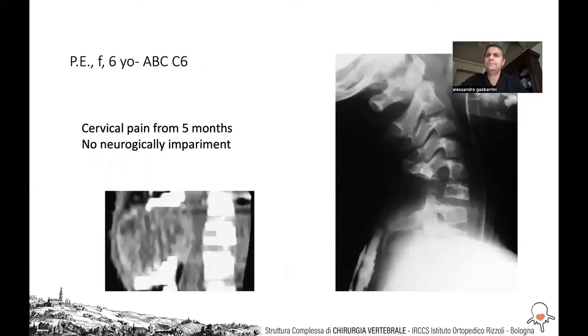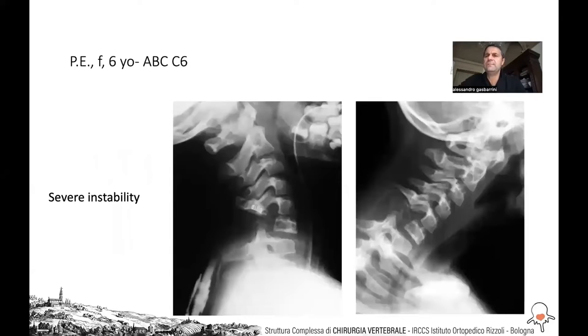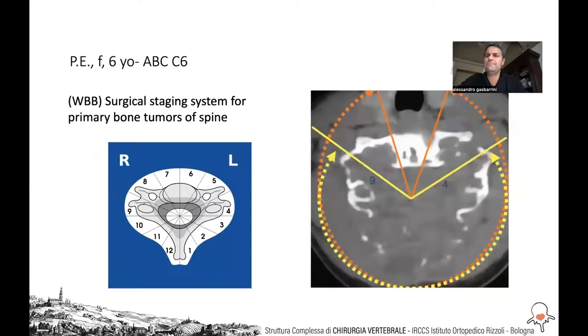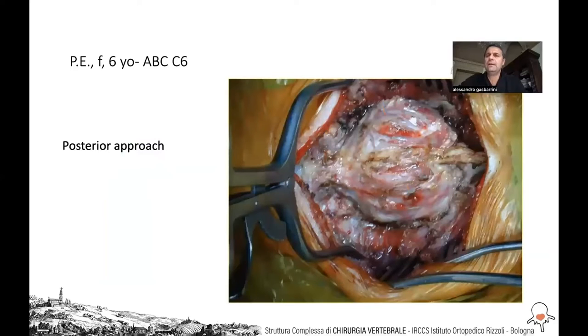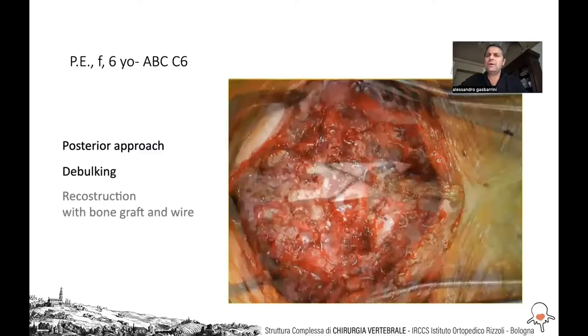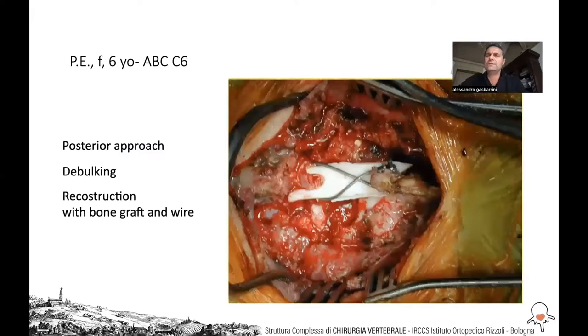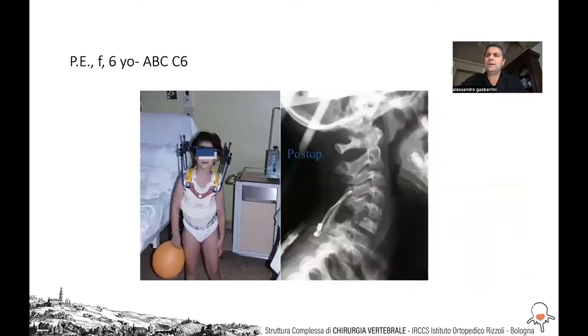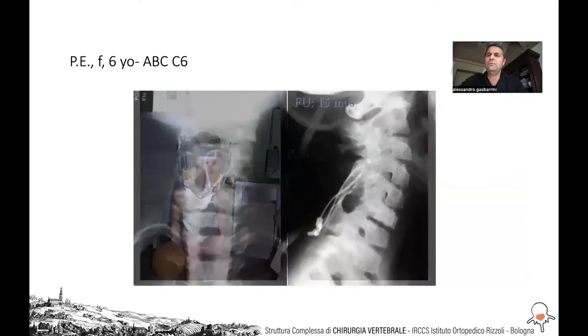Young girl with cervical spine ABC of C6, severe instability in flexion extension on cervical X-ray. We decided to perform debulking with decompression and reconstruction with graft and wires, and halo jacket for 1 month, with very good bone fusion.